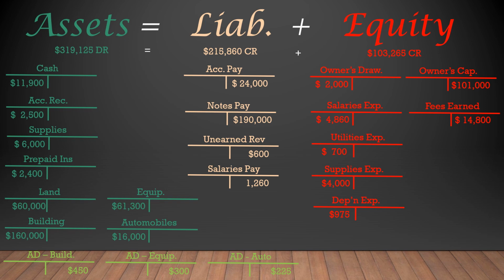Finally, we have our accrued revenue. That was a large one, with a debit to AR for $25,000, and a credit to fees earned for the same amount.